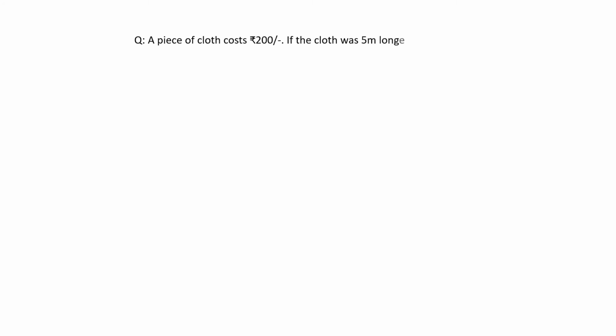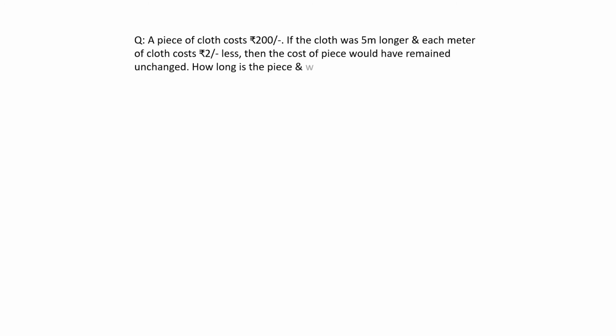A piece of cloth costs rupees 200. If the cloth was 5 meter longer, and each meter of cloth cost rupees 2 less, then the cost of the piece would have remained unchanged. How long is the piece, and what is the original rate per meter?